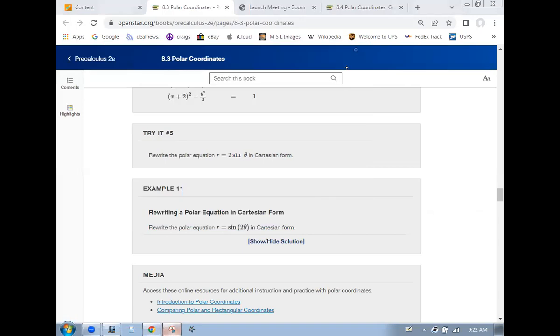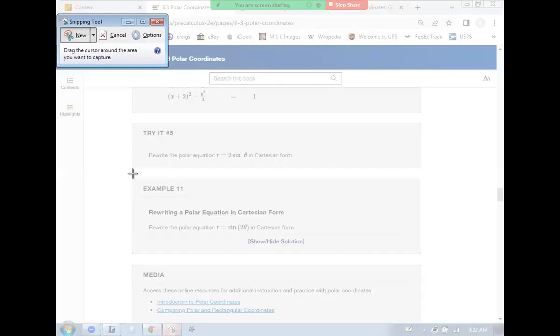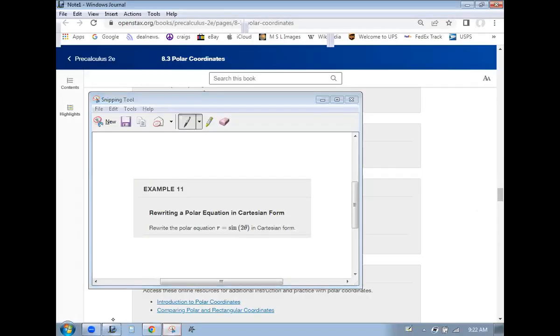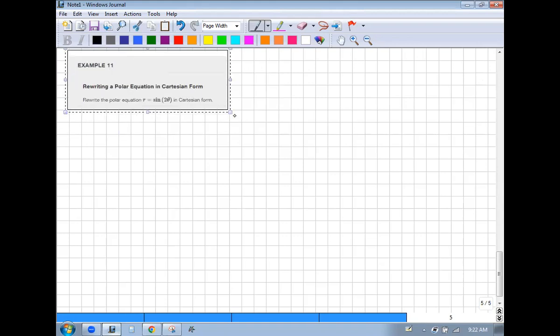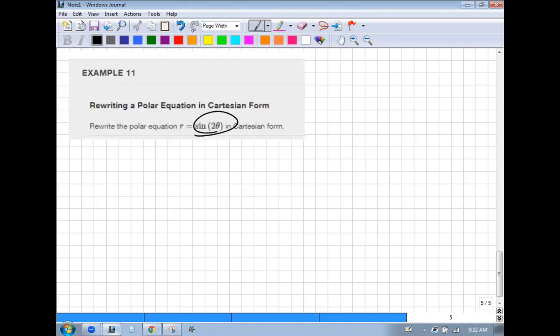So here's the one where they have a double angle, okay? So first off, we've got to get rid of this double angle. We would rewrite this as r. Remember, sine of 2 theta was 2 sine theta cosine theta. So use your trig identity first.